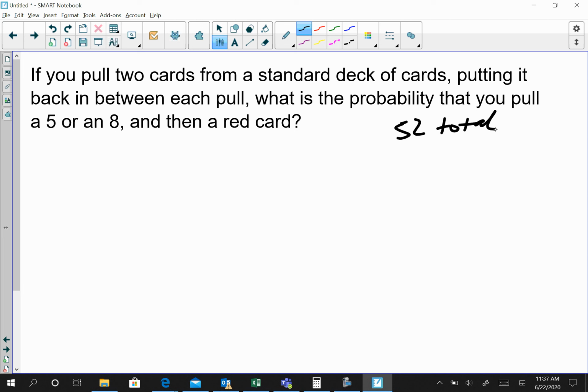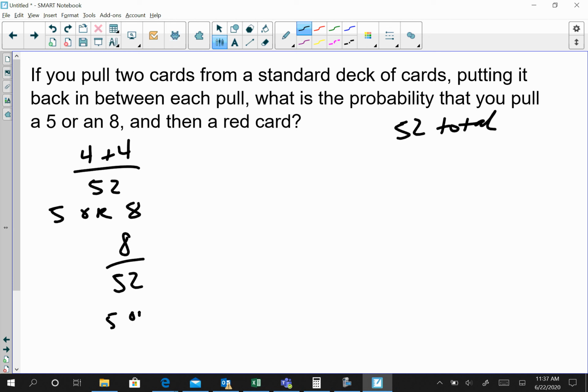What is the probability that you pull a 5 or an 8? Well, out of the 52, there are 4 5s and 4 8s. So there's an 8 out of 52 chance that I pull a 5 or an 8. And then, what is the chance that you pull a red? Well, half of the cards are red, so 1 in 2 chance, or 26 out of 52. And then I'm going to multiply. So I end up with 8 over 52 times 2, that's 104.